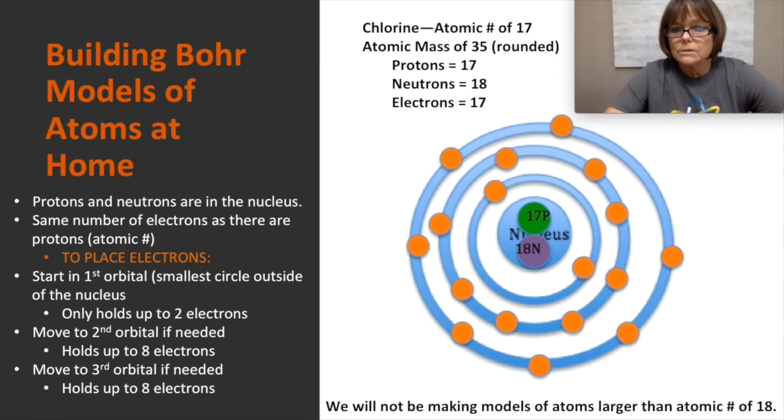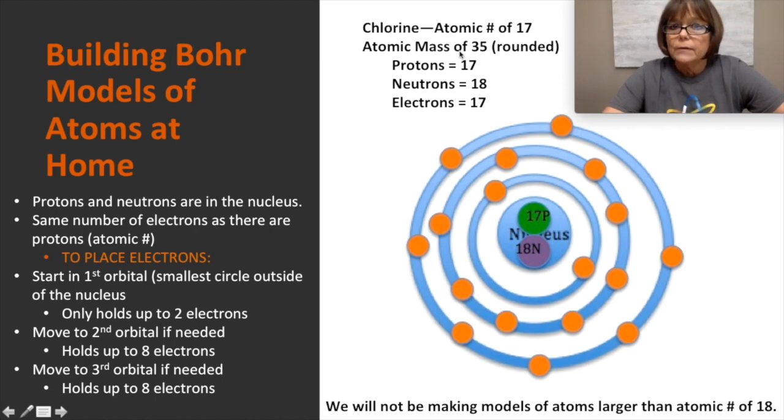Once you have that orbital full with 2, then you have to place electrons in the second orbital. This orbital can hold up to 8. If you don't have a total of 10 electrons, you won't have to put 8 in this one, and you won't be using this one at all. If you have a larger atom that you're building, you may use all 3. You'll see how this works in a minute. Once you've filled up that second orbital, then you can move to the third orbital if needed. It also holds up to 8 electrons.